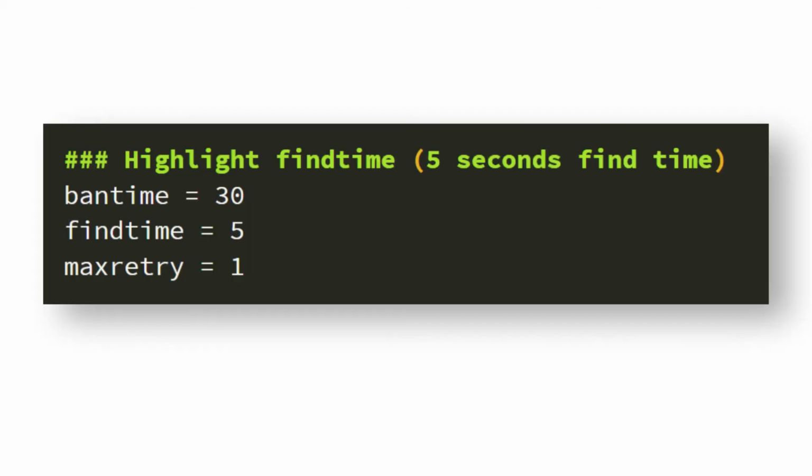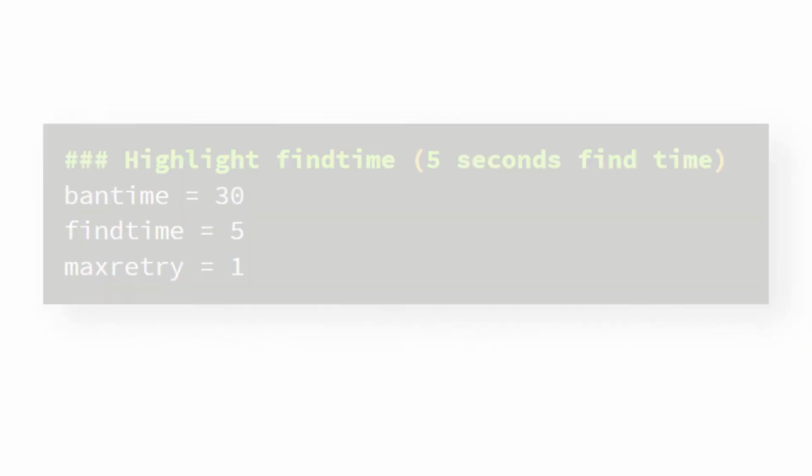Let's see the effects of findtime. Take note of the following configuration before we start. We see that there is only one maximum retry and a 30 seconds bantime, with a 5 seconds findtime. This means that Fail2Ban will only look at the attempts made in the last 5 seconds.